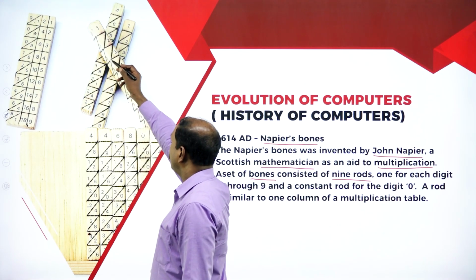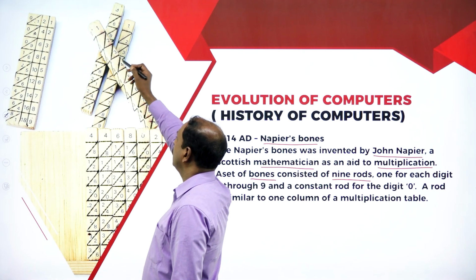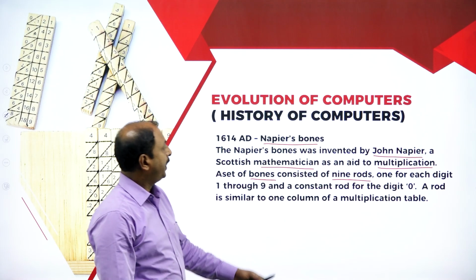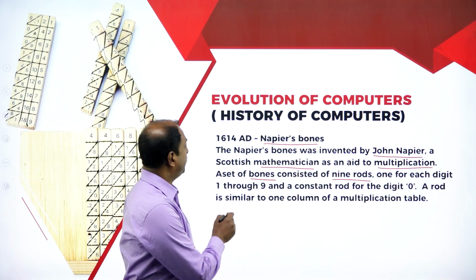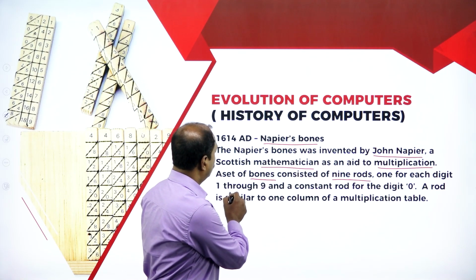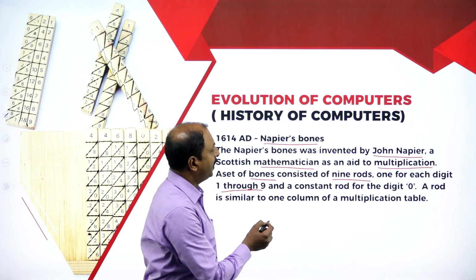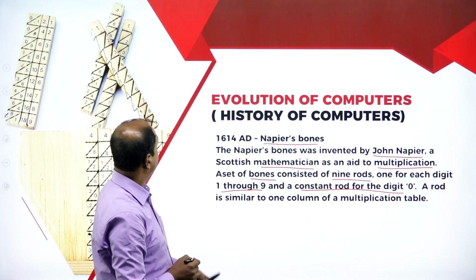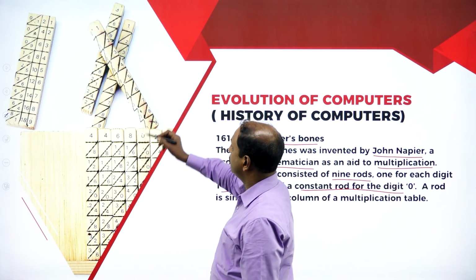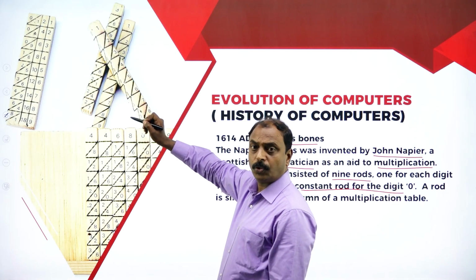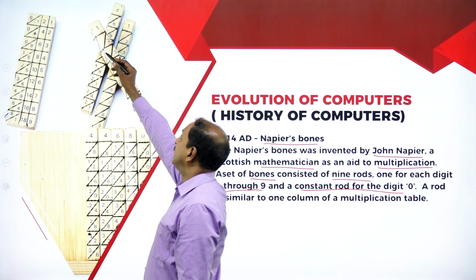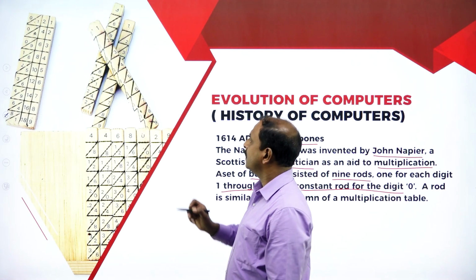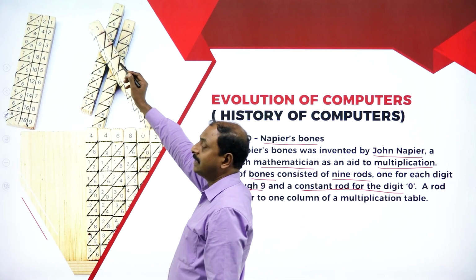These are a number of different rods, and these rods were made up of bones, one of each digit 1 through 9, and a constant rod for the digit 0. And this individual rod, made up of bone, is divided into 10 divisions, starting from 0 to 9. So there were 10 divisions, and you can see the picture.